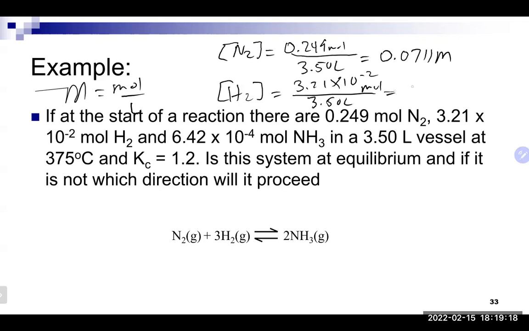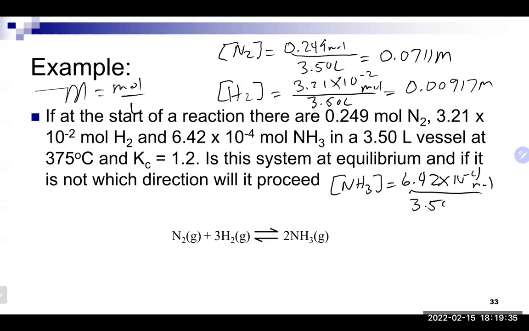And that comes to 0.00917 molar. And lastly, we can do it for NH3, which would be 6.42 times 10 to the minus 4 moles, divided by 3.50 liters. And it looks like we get something like 0.000183 molar for that one. Any questions on calculating that there? What we see is a basic Q problem, where we are given the concentrations of everybody, which means we can calculate Q.